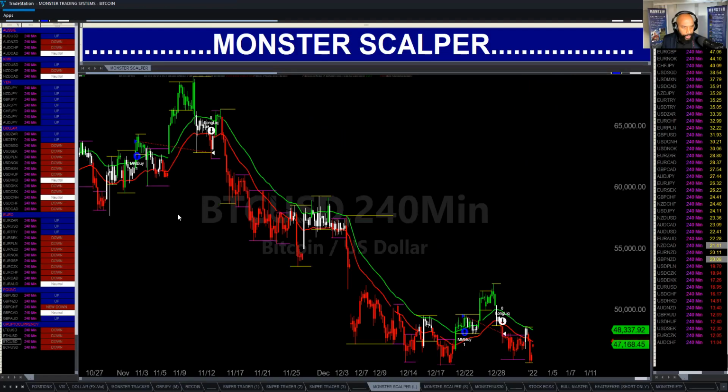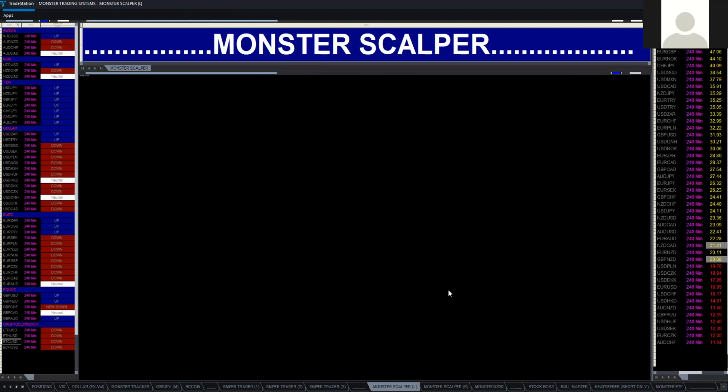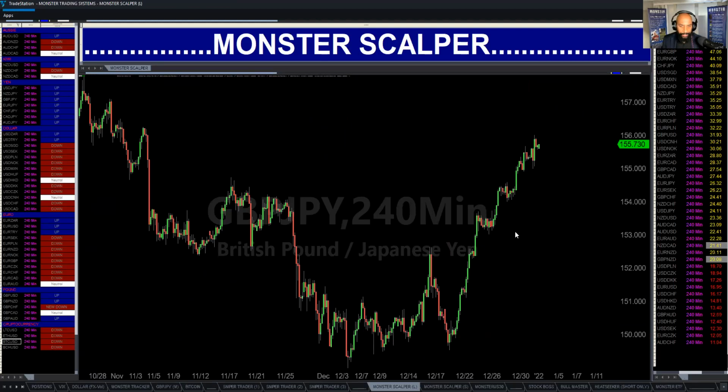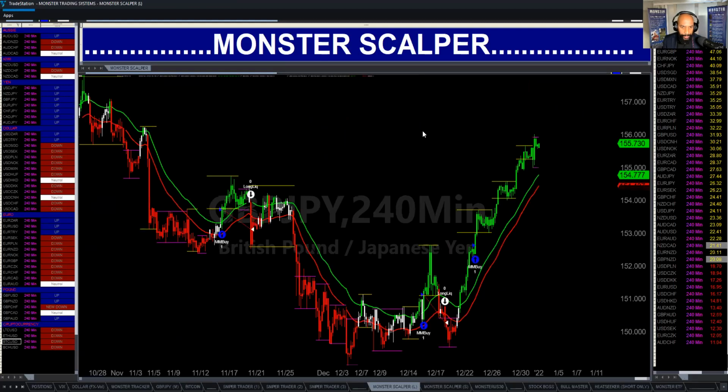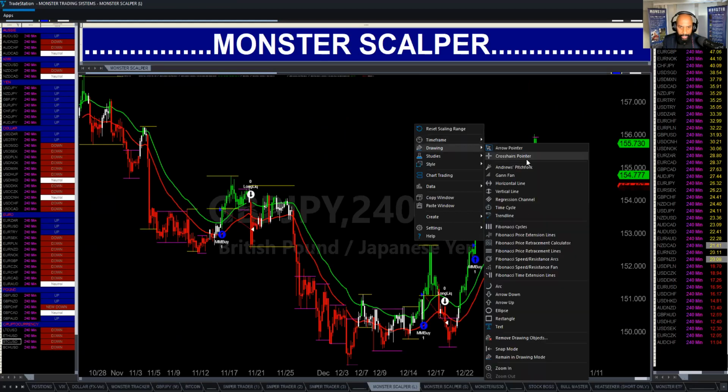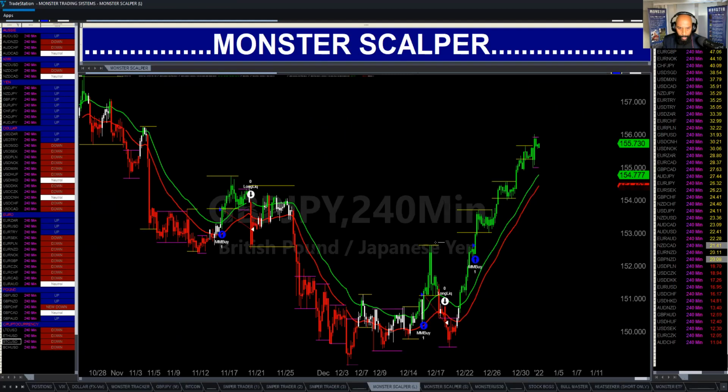So great opportunities in Forex, guys. We've been tracking pound yen, and I've been sending you guys information on pound yen. We've had opportunities to scale up in pound yen. So here was our original position right here. Here was our buy signal right here, guys.